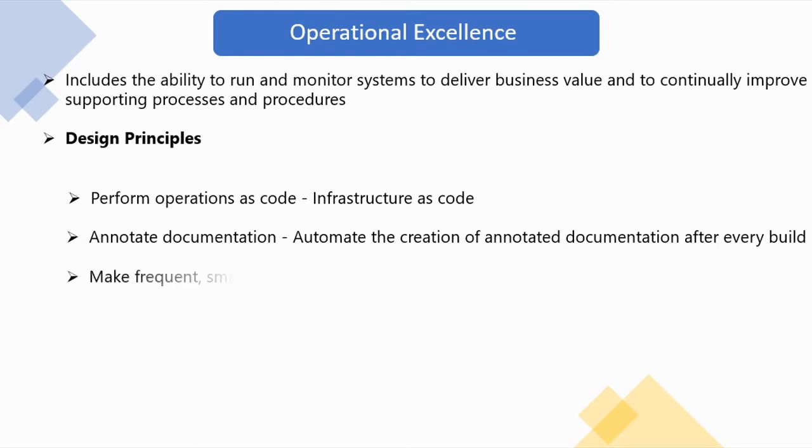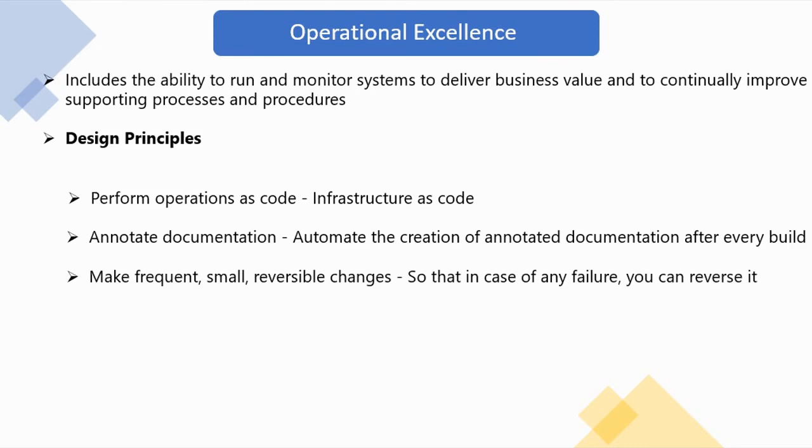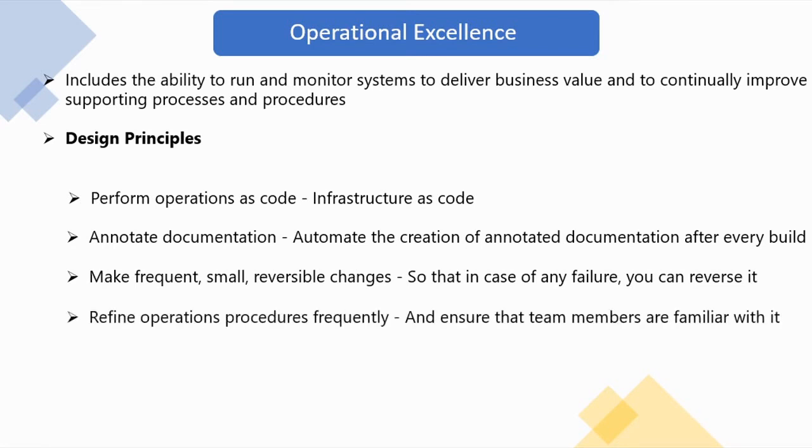You need to make frequent and small reversible changes so that in case of failures, you can reverse them. If you make huge changes every 6 months, this is not going to go well. You need to fine-tune operations procedures frequently, so as the team gets more familiar with the operations, they are able to refine it, automate more, and make improvements.